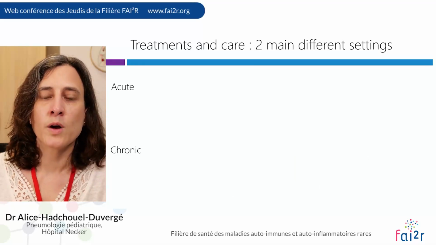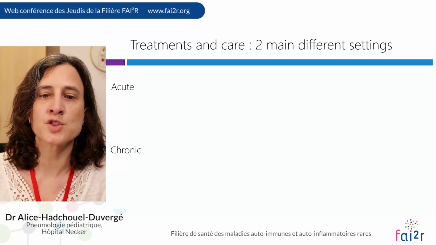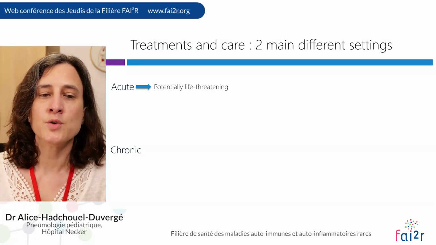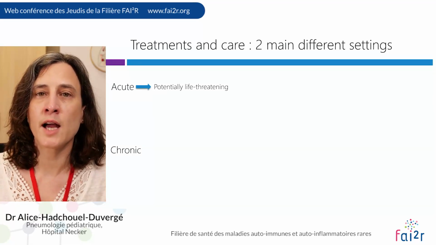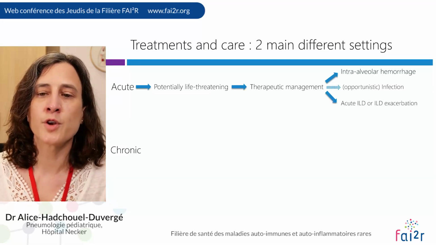Let's go on now and talk about the treatments and care of connective tissue disease lung involvement. There are two main different settings, acute and chronic. Acute manifestations, like we just said, like intra-alveolar hemorrhage or acute pneumonitis in lupus or in dermatomyositis, may be life-threatening. So this is a therapeutic emergency. And so we will talk about the treatment of intra-alveolar hemorrhage, infection, and acute interstitial lung disease.